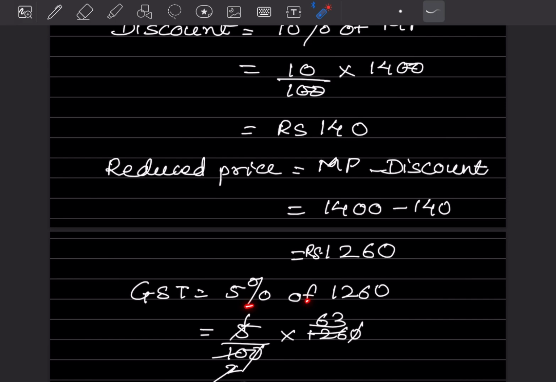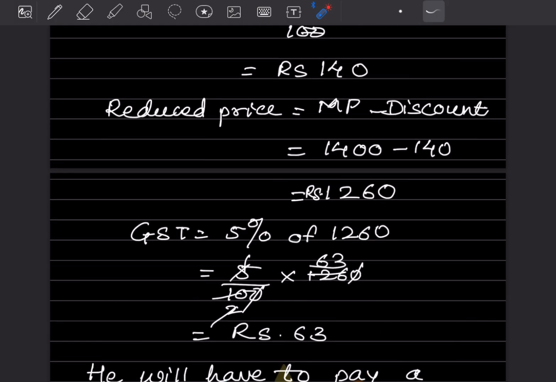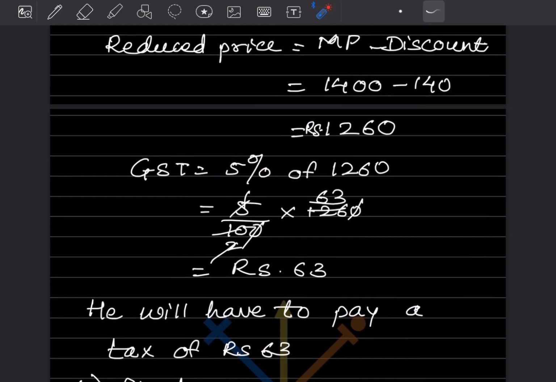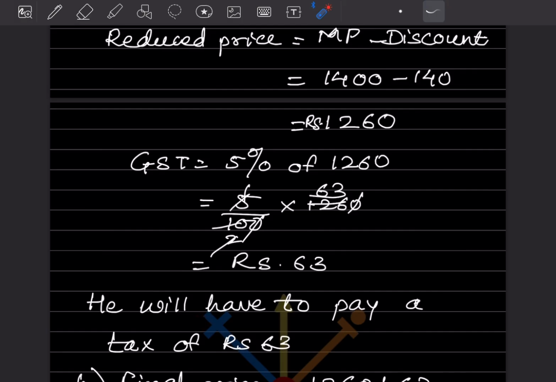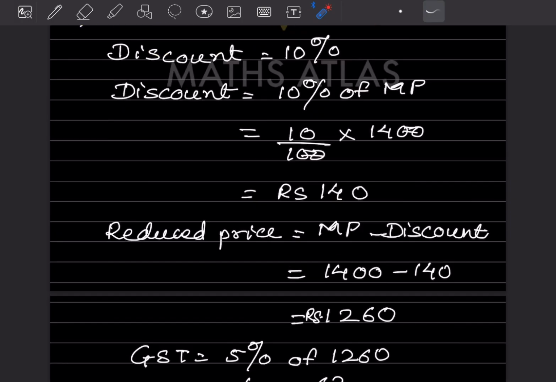And then the GST is given as 5%. So 5% on what? On the reduced price. So this is the important step: 5% of 1260. So 5 by 100 into 1260, after simplifying this, we get rupees 63. So he will have to pay a tax of rupees 63, because they asked how much tax does the customer have to pay for the item, and then you have to find the final price.